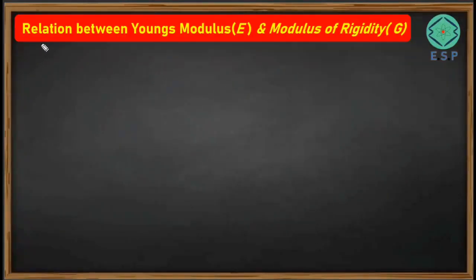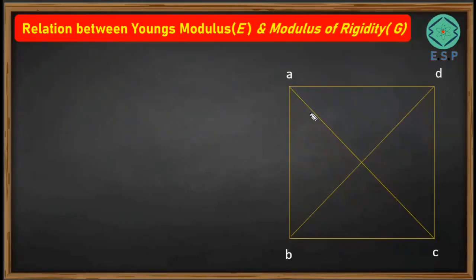Friends, we would like to find the relation between Young's modulus and modulus of rigidity. So for that, we shall be considering a diagonal AC. So we shall be subjecting this block ABCD to a shear stress on this particular face. So there will be complementary shear stress formation on all four faces of this particular block.